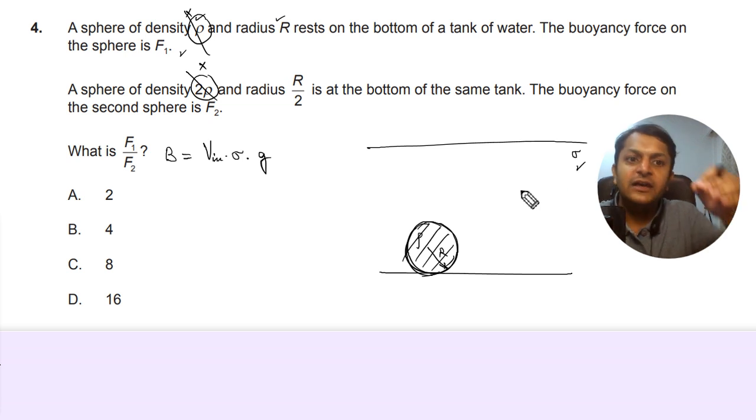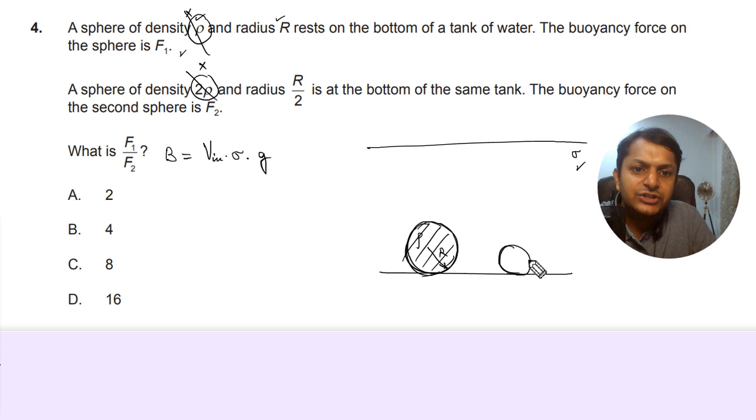Sigma is taken as the density of the water. I'm just taking this symbol sigma. You can choose any other symbol, by the way, no worries. This is the buoyant force. So now both of the bodies are completely submerged. They are completely dipped. So 100% of their volume is dipped inside. So it is the total volume here.